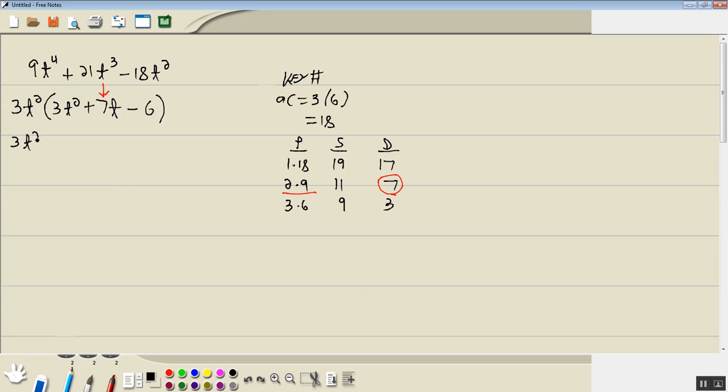Now, the 3t squared just carries down out in front. And this 3t squared comes down, and negative 6 comes down. And we're going to rewrite our middle term using these two numbers, 2 and 9. Now our larger number, which is a 9, is always going to be the same sign as the middle term. Middle term is positive, so we're going to have a positive 9t. Now we circled the difference column, D for different signs. It means one will be positive, one will be negative. Since the 9 was positive, the 2 will be negative.